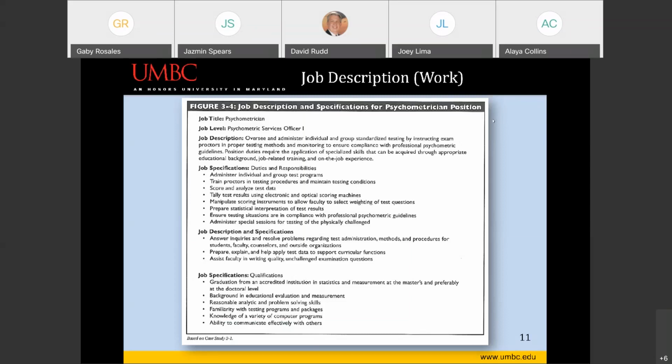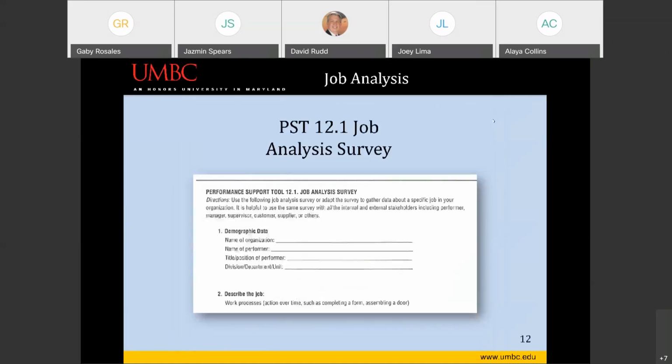Then finally, there's a list of qualifications for the position, which includes some educational requirements. They've got to have a master's, preferably a doctoral degree. They've got to have a background in educational evaluation and measurement. So I think the last two slides are really good examples of the output that comes from a job analysis. The individuals writing these have to analyze that entire job to be able to come up with all of this information. All right, are there any questions on that?